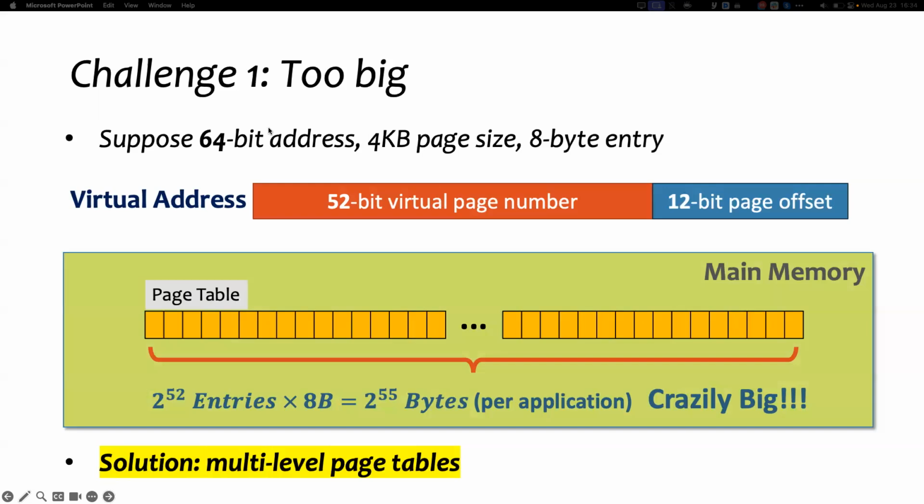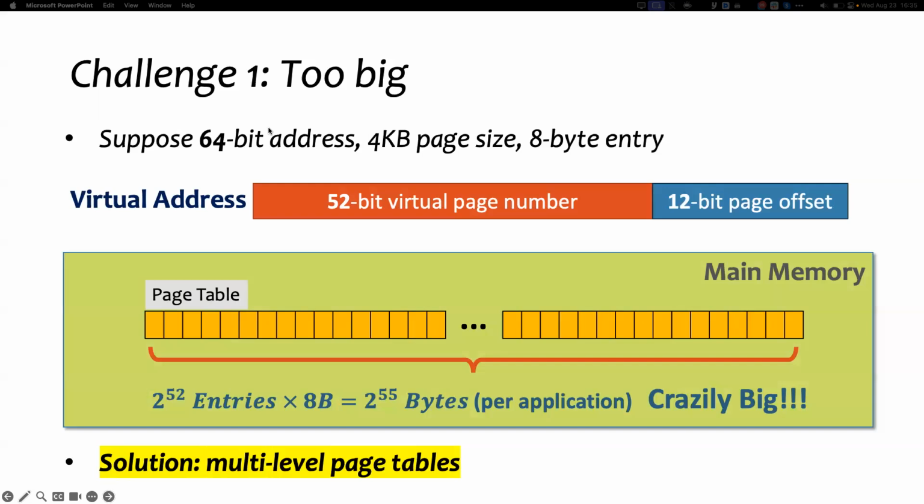Okay, so the 12-bit page offset is from the 4 KB page size. Yes. Okay. So which is why there's a 52-bit virtual page number. You just take however many bits in the address minus however many bits in the offset. Yes. Exactly.